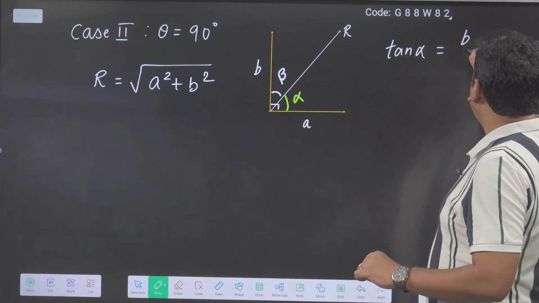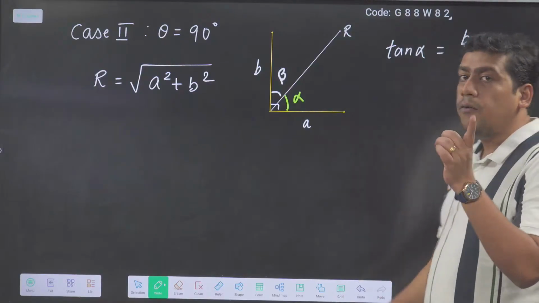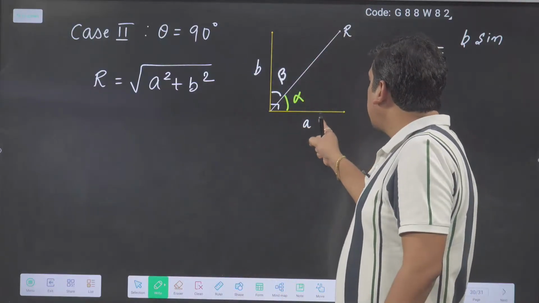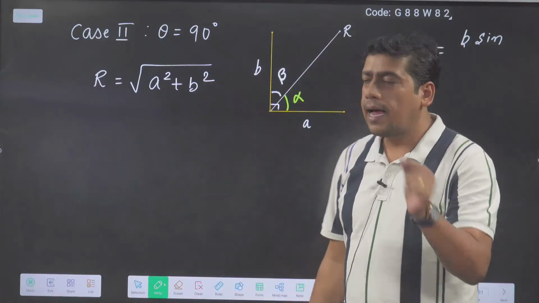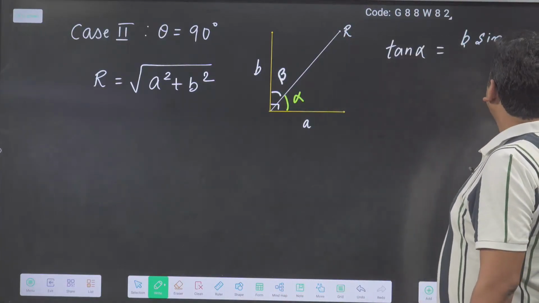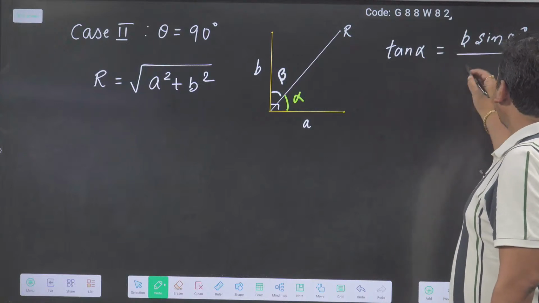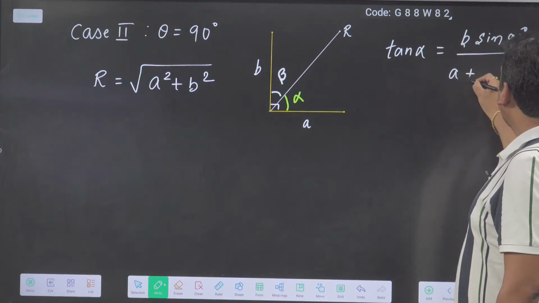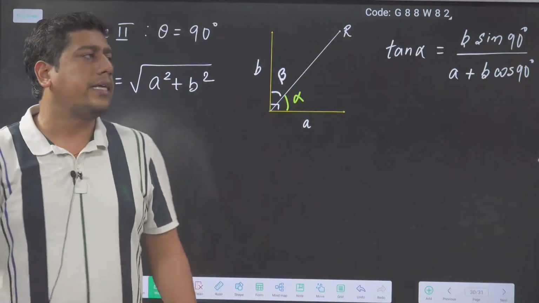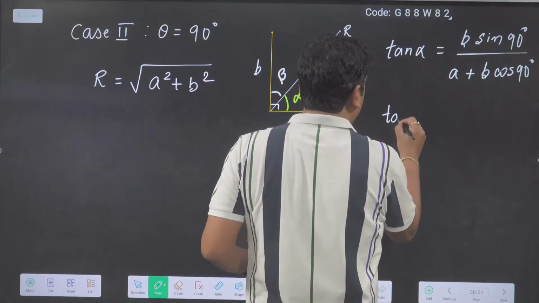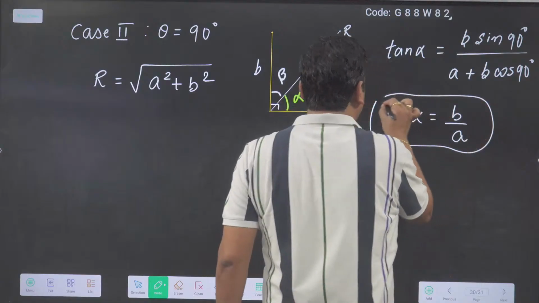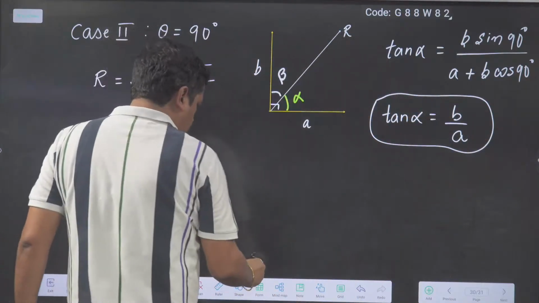So I told you take B sine theta. What is theta? Theta is the angle between the vectors. Don't get confused. Theta is the angle between the vectors A and B which we are adding. And alpha is the angle between the resultant and the individual vector, A vector, right? So this theta is 90 degrees, divided by A plus B cos 90. If you remember, cos 90 is 0 and sin 90 is 1. So tan alpha we get B by A, which was quite simple here.